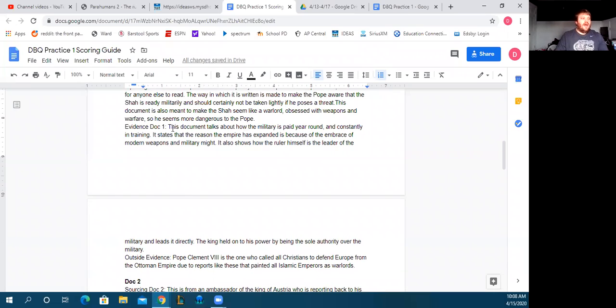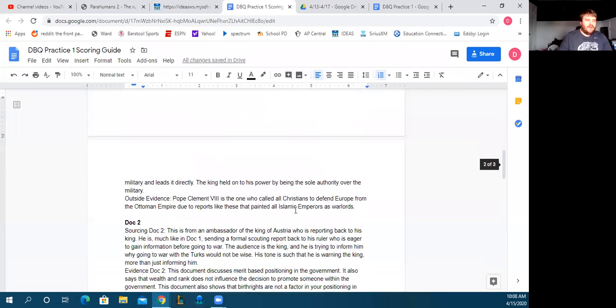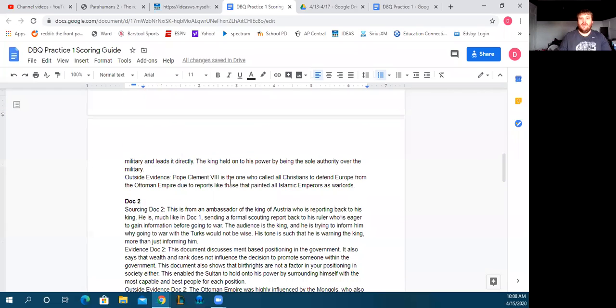So within this, I said the document talks about how the military is paid year-round and constantly in training. It states that the reason the empire has expanded is because of the embrace of modern weapons and military might. It also shows how the ruler himself is the leader of the military and leads it directly. The king held on to his power by being the sole authority over the military, right? That's how he was able to hold on to his power. He was the leader of the military. He controlled everything with it, and he embraced all of the new weapons, mainly in this document, muskets. Right?